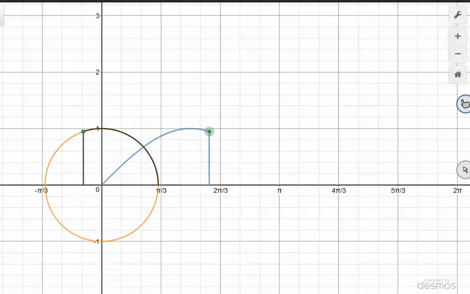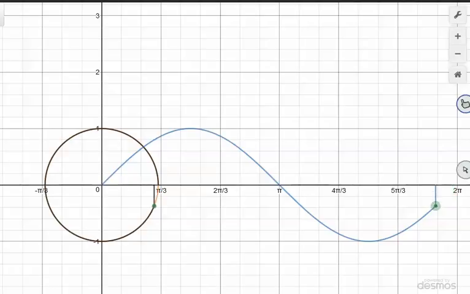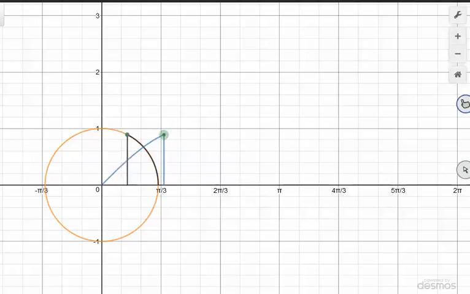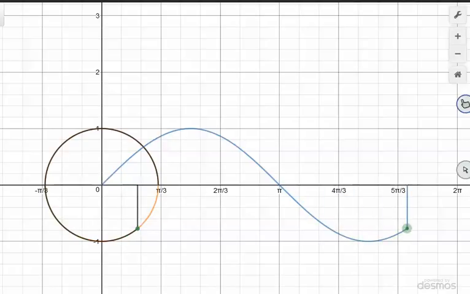Look at where it crosses the x-axis. Looks like it crosses at pi. Looks like it crosses at 2 pi. Look at the spot on the range where it's 1. Looks like it's pi over 2, and negative 1 is 3 pi over 2. Those are key spots. See how this is going along my unit circle?